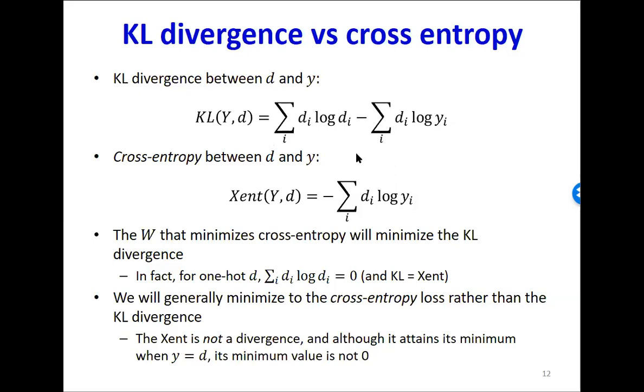Now, specifically when d is one-hot, either d is 0 or d is 1. When the component of d is 0, because this outer factor is 0, this term becomes 0. When d is 1, log of 1 is 0, so this term becomes 0. So this entire first term is going to disappear. And so the KL divergence between d and y is going to be exactly the same as the cross entropy loss between the two. Again, the cross entropy is not a divergence. The Kullback-Leibler divergence is a divergence, but the two are the same when we use one-hot representations.